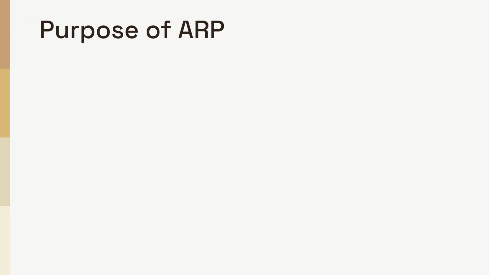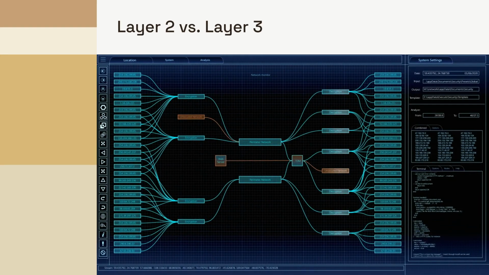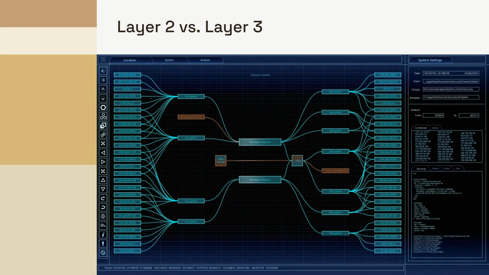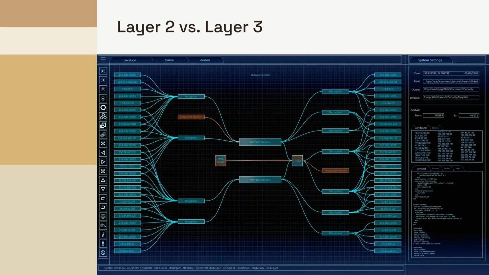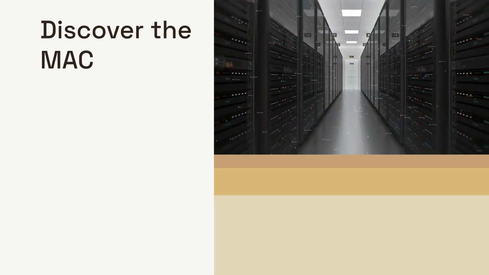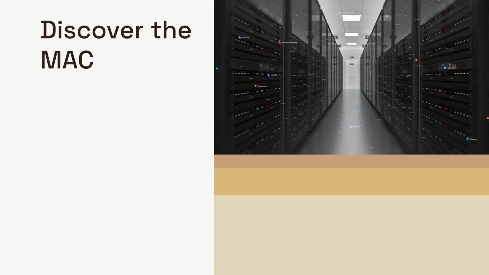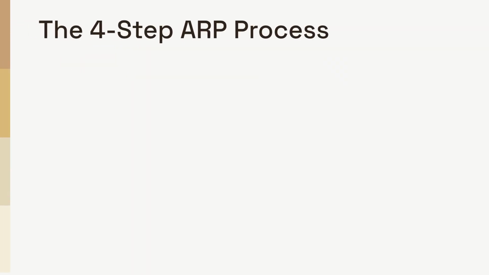or MAC address. So what exactly is the primary purpose of this protocol? Devices on a local area network communicate primarily using MAC addresses at Layer 2. However, users and applications interact using IP addresses at Layer 3. ARP is the mechanism used to discover the necessary MAC address of a device when only its IPv4 address is initially known.